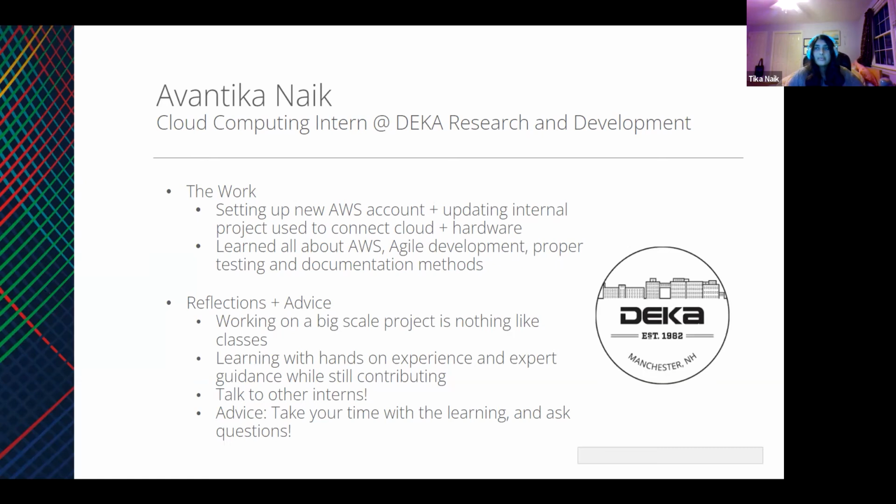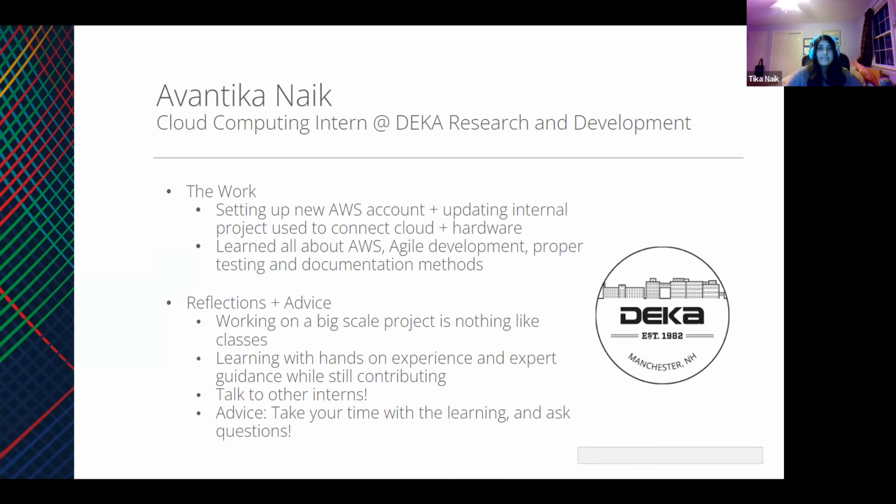The whole process of being an intern there taught me a lot about AWS, which I would have never gotten hands-on experience on at that scale before. Agile development, which is something I've heard about before, but never got to see used in actual companies. And I got to learn a lot about proper testing documentation, which are good habits that are coming in handy during classwork, because it is FDA regulated since you're working in medical devices.